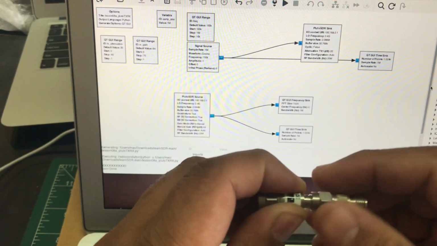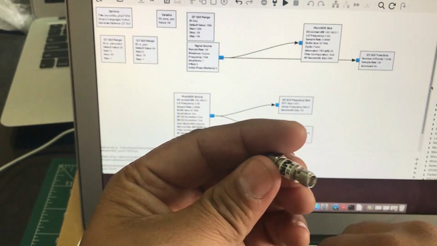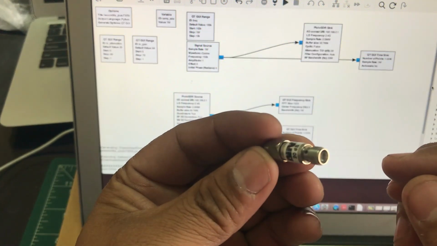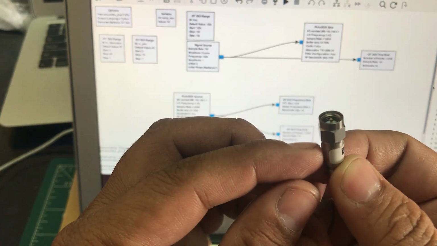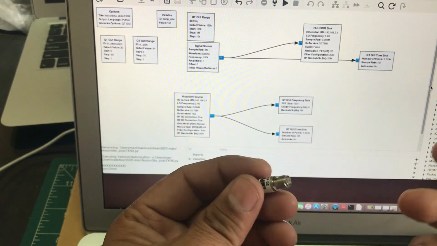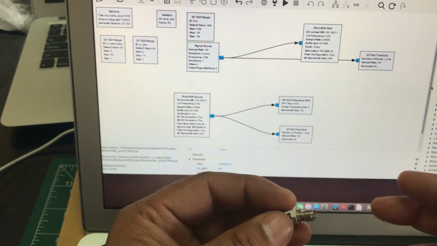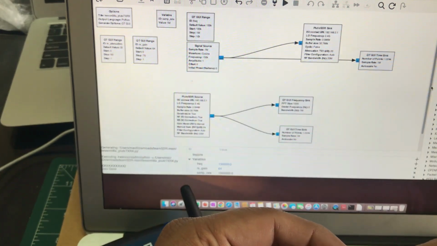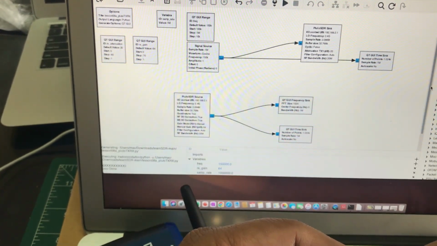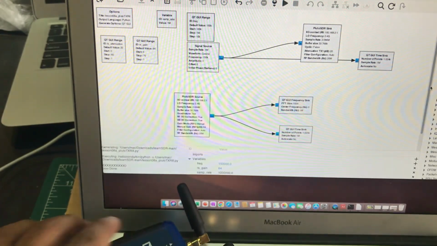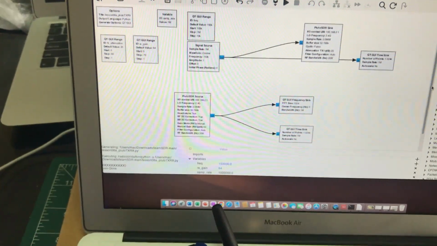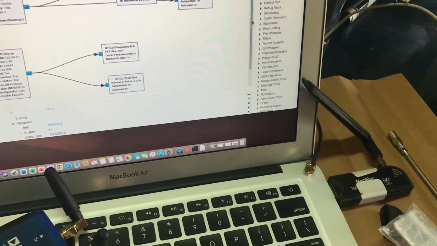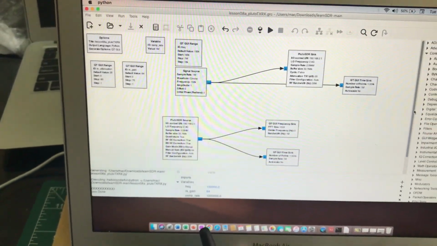You can just simply unscrew this attenuator. On one side you have SMA female, and on the other side you have SMA male. So let's say for example, if you don't have VNAs available, you can use a simple software defined radio. In our case I'm going to use PlutoSDR, which is right here, connected to my laptop. You can also use your RTL SDR dongle, but I'm going to show you using PlutoSDR.